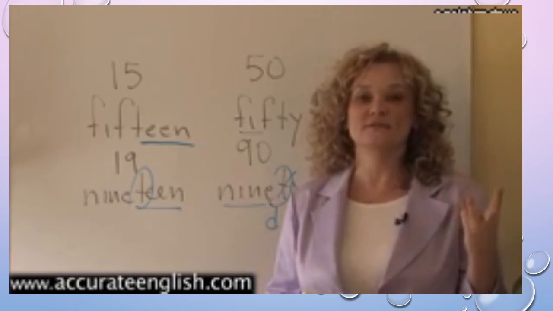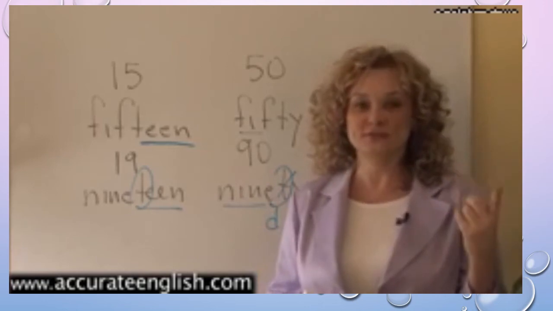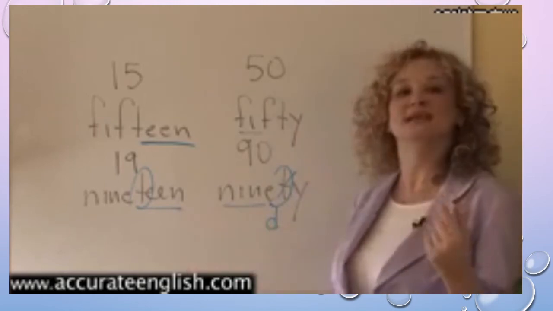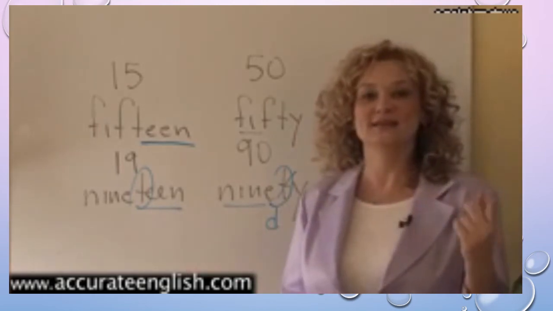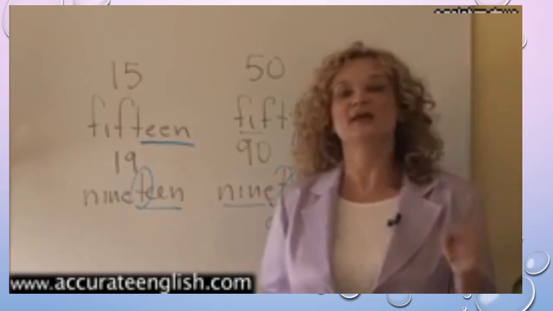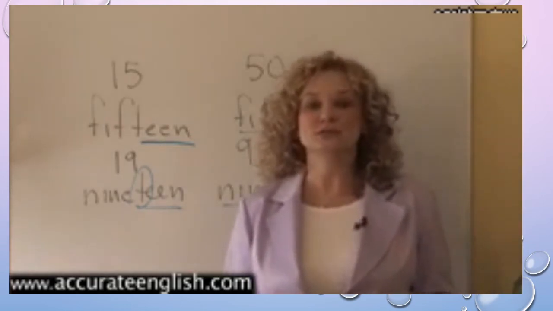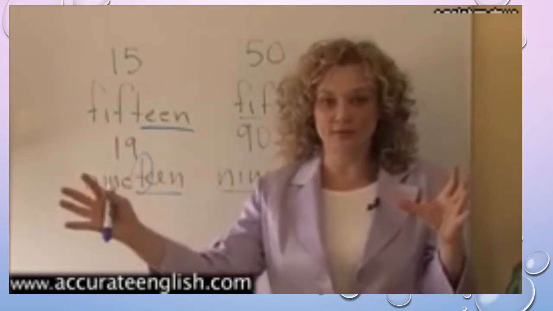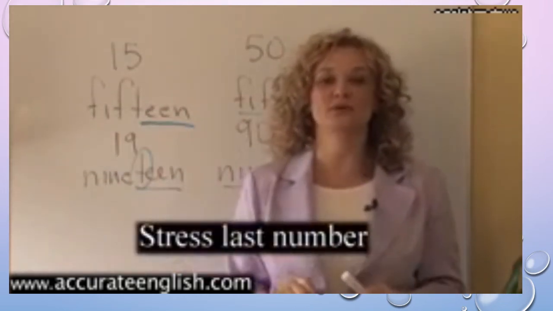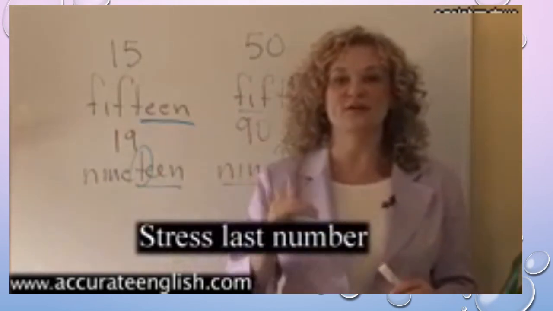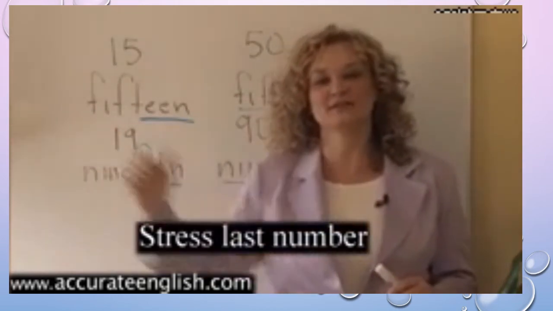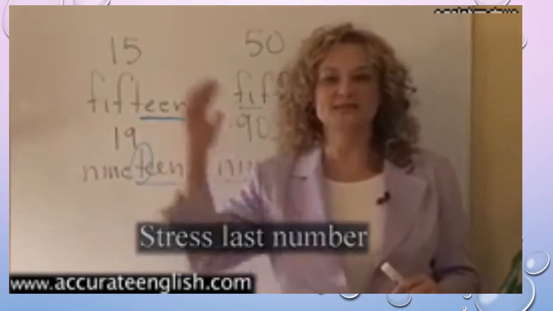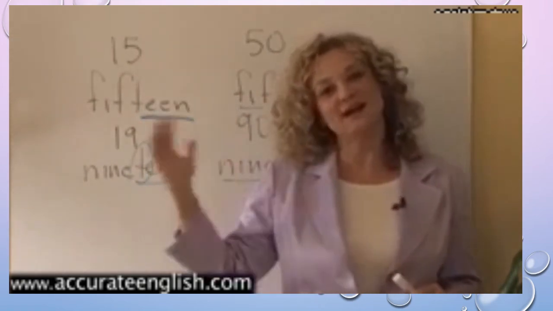20, 30, 40, 50, 60, 70, 80, 90. Okay, the third rule has to do with when we have two numbers or three numbers or more. We stress the last number. So we don't say 35 with the stress on the first part, we stress the last number. We don't say 817 that way either. 1989.